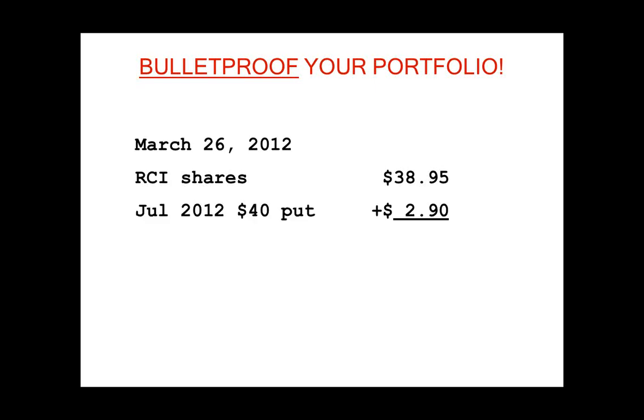Okay, so here's the deal. March 26, 2012, as I said, RCI is at 38.95. So we look out several months into the future. It's July 2012, $40 put options. Now, if we buy those, it'll cost us $2.90. Okay. Now, when you first saw this setup, Mike, you weren't too happy with it. What did you tell me at that point?